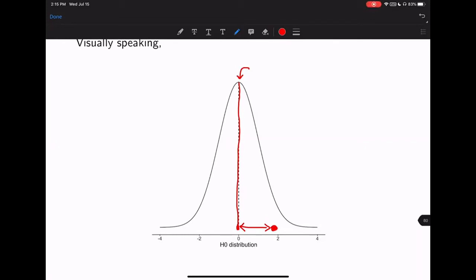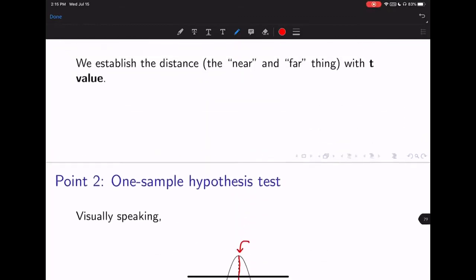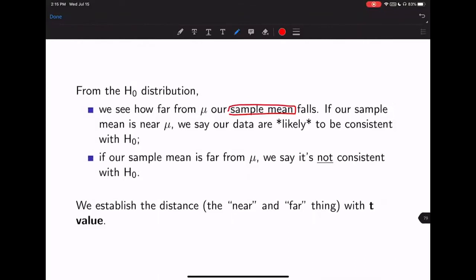And we have our sample, we have data. Let's say we have the mean, the average. We ask ourselves, is this point far or near this point, right? And if it is near, if our sample mean is near the center, the mu, we say our data are likely to be consistent with the null hypothesis. I'll expand on this in a few minutes. Again, if it's near, we think our data are likely to be consistent with the null hypothesis.